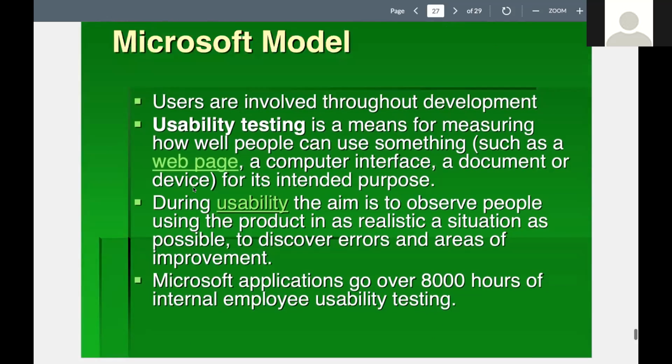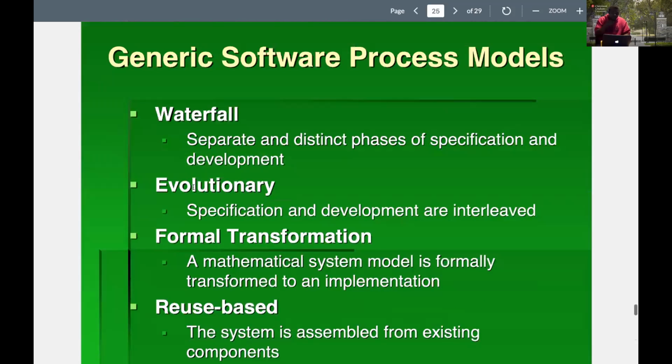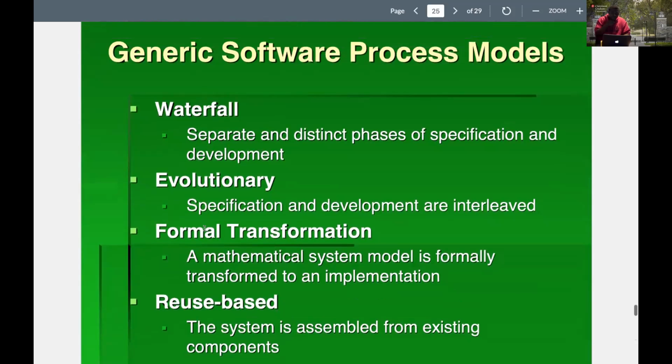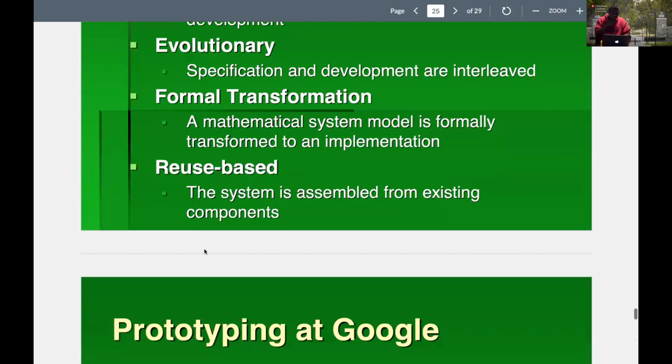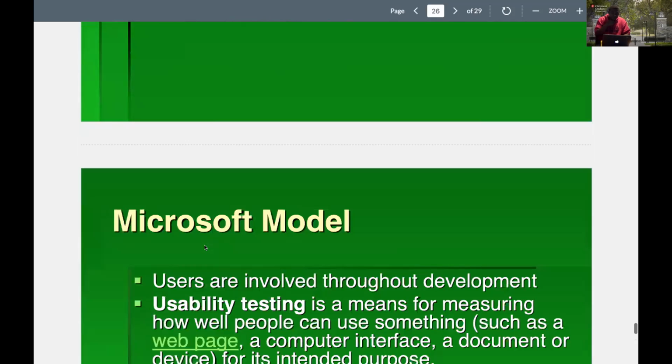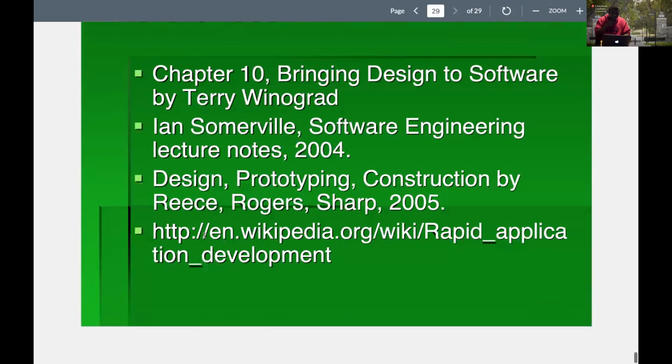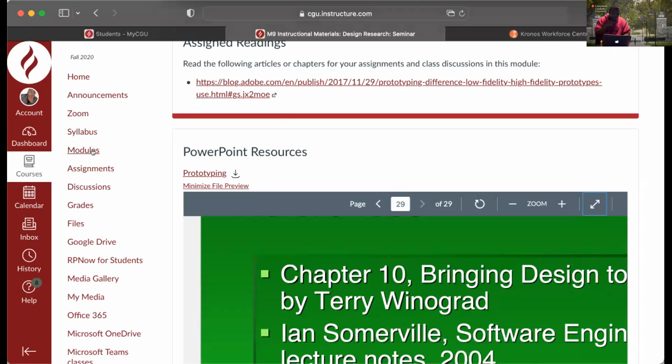I just remember that each company has its own models of prototyping. Generic software process models: we have the waterfall, the evolutionary, the formal, and then the reuse-based. Prototyping at Google, Microsoft model, 3D printing, and then references. And that's all about prototyping. So how many models do we have remaining?